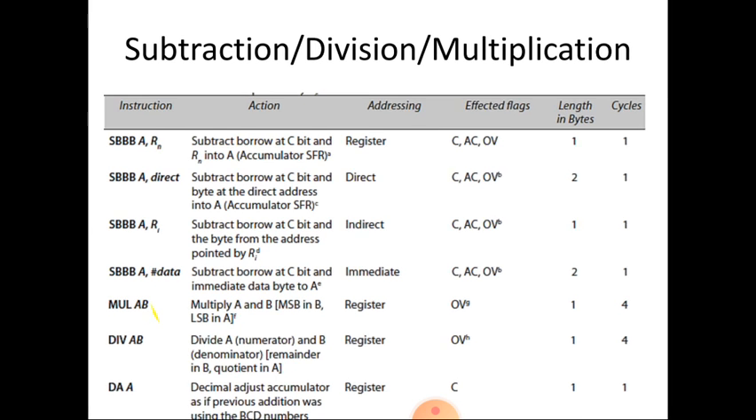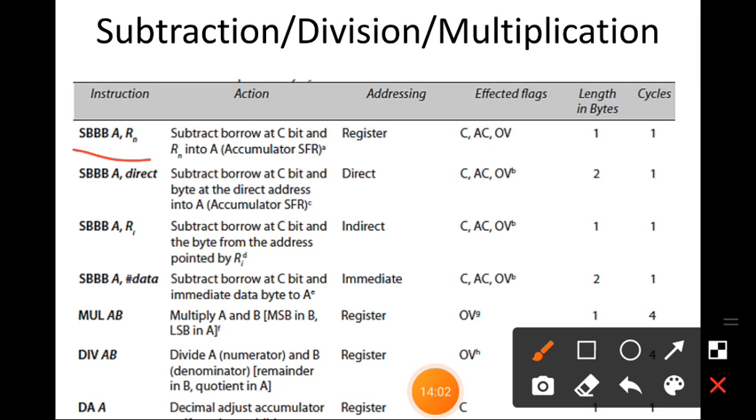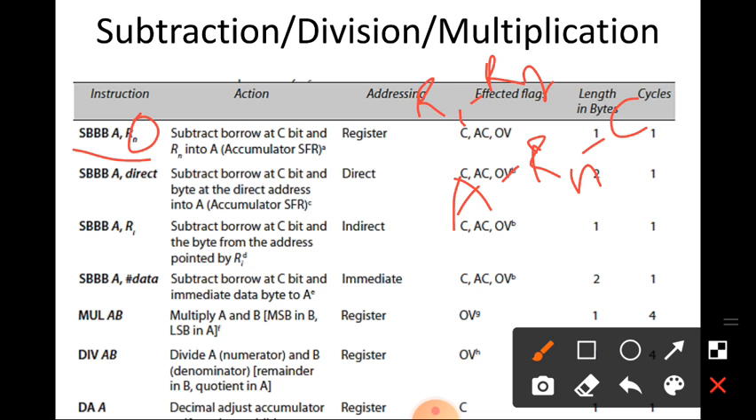The next one is subtraction, division or multiplication instruction. Subtraction instruction: SUBB A, Rn. Here Rn indicates any register from R1 to R7. Then here subtract with borrow. So subtract the borrow: accumulator minus Rn minus C, and the result will be stored in accumulator. This operation will take place.